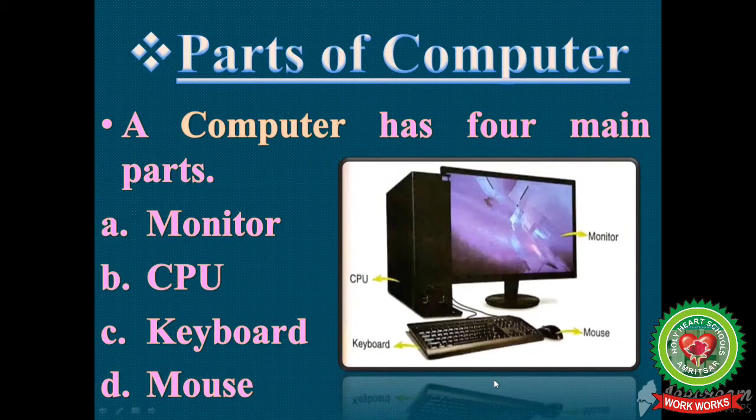Next, we are going to discuss parts of computer. A computer has 4 main parts. First, monitor. Second, CPU. Third, keyboard. Fourth, mouse. Let us discuss these parts one by one.